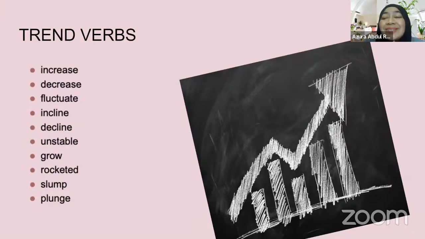A slump, what is a slump? Fell down. Yep, it like fell down. Okay, if you see a person slump, it's like his back is down like that. That's a slump. What is a plunge?